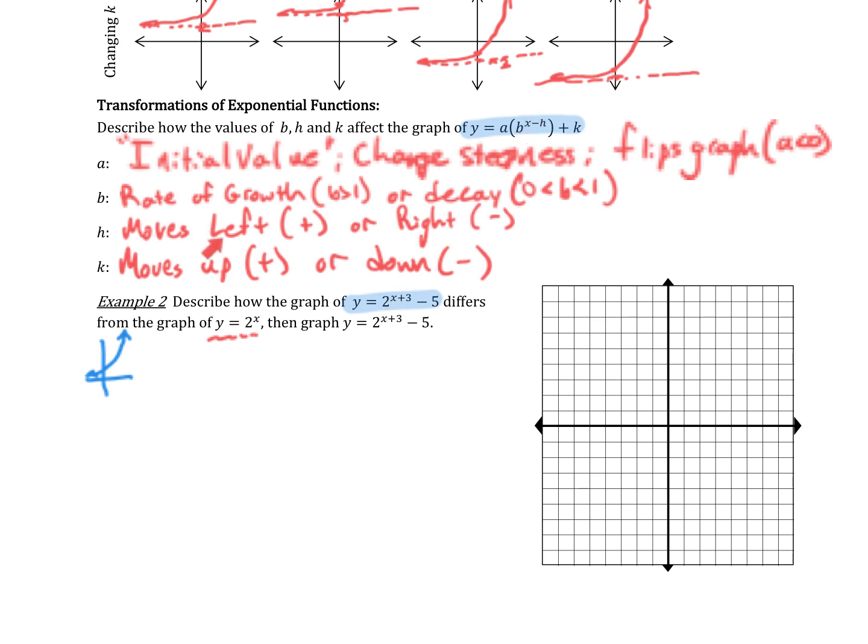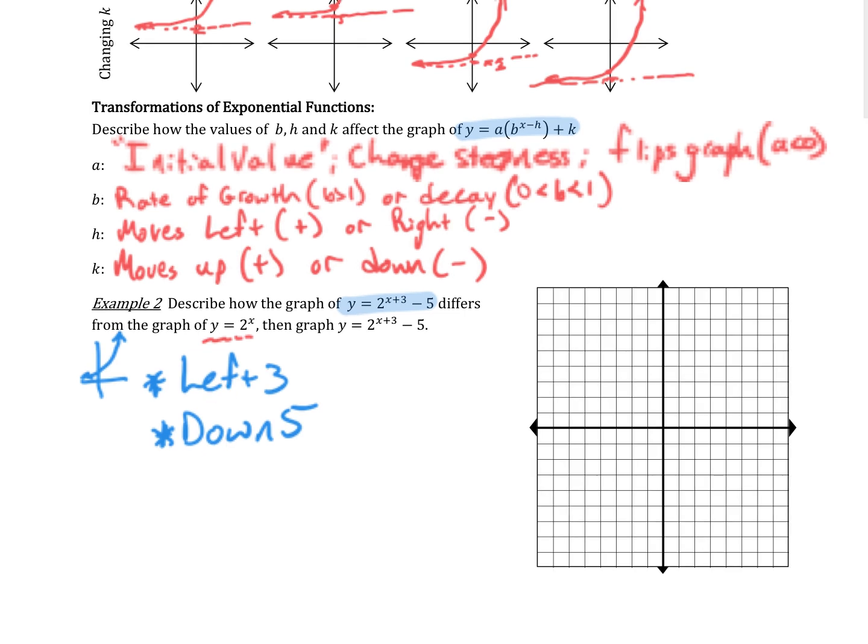Since it's positive, it's going to move left. So this is going to move left 3. And then we've got this minus 5. That's in the K spot after the exponent's performed. And that minus is going to be moving it down. So this will be down 5. So we now know that the graph will move left 3 and down 5, so now we can graph it.